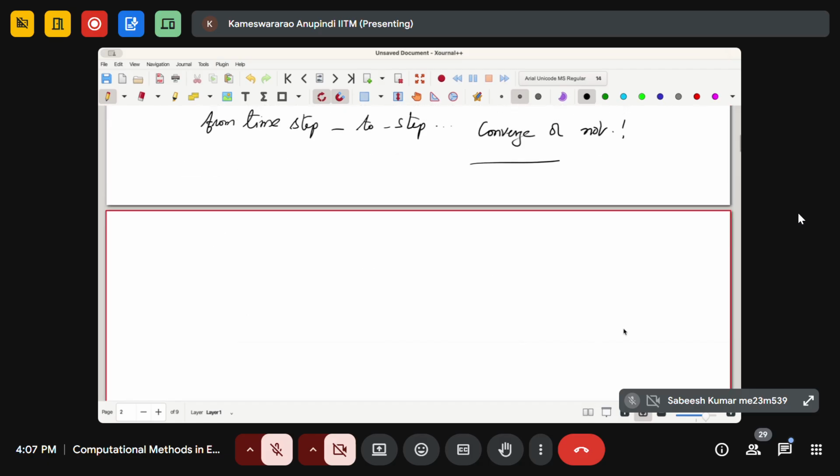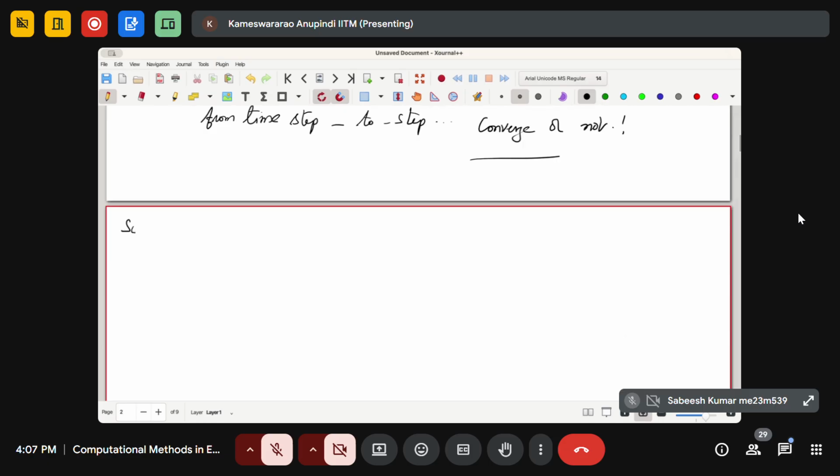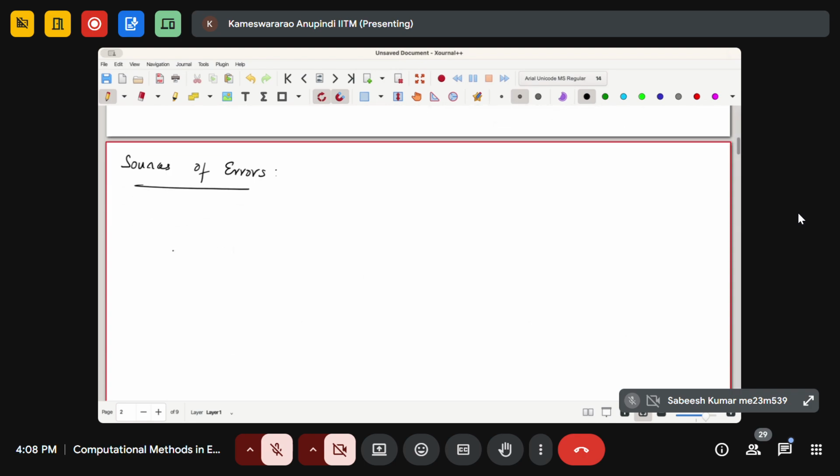Okay, so let us look at some sources of error, and their nomenclature, how do we define them? So we said essentially you have a set of governing differential equations.